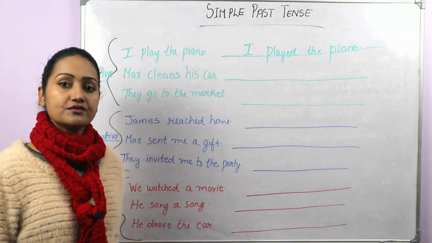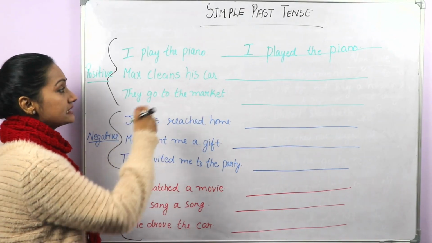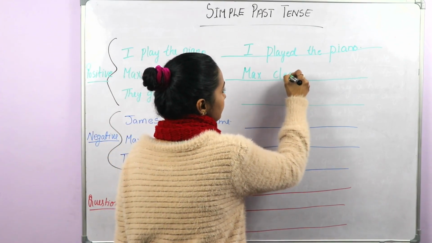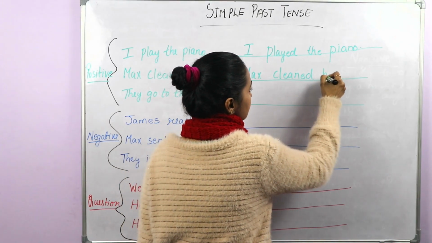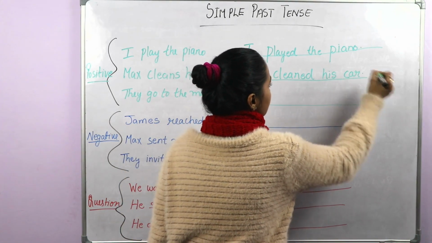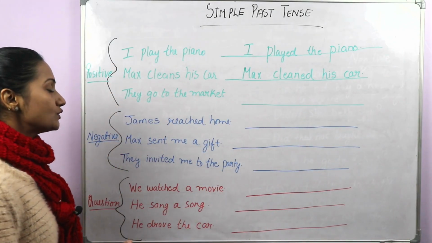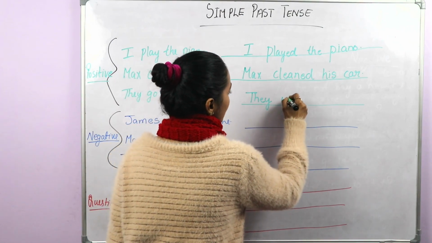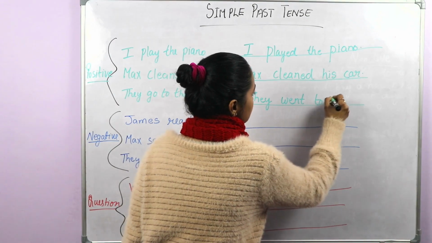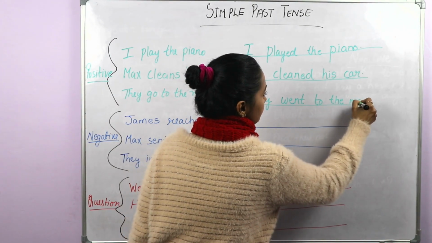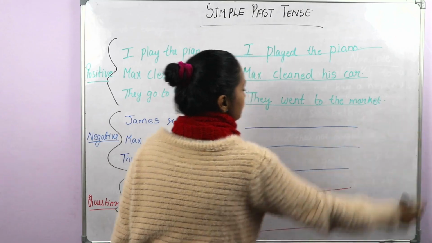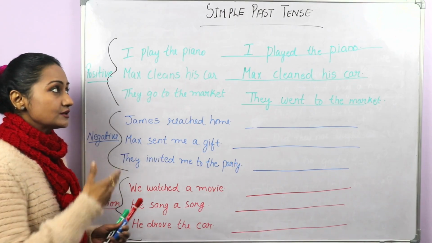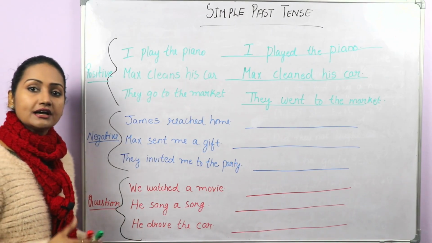Subject plus second form of the verb. Next is, Max cleans his car. Max cleaned his car. Max cleaned his car. They go to the market. They, second form of go is went. They went to the market. They went to the market. Next is, these are some positive sentences in simple past tense. Let's change them into negative.